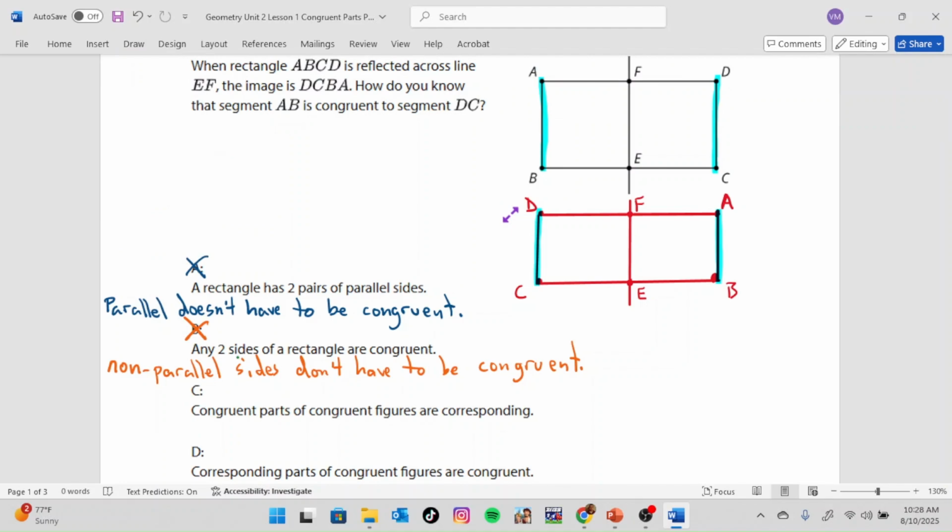Choice C. Congruent parts of congruent figures are corresponding. Well, that's true, but that does not prove that the line segments are congruent in the first place. That's what they're actually asking us to prove. They're asking us to prove that they're congruent, so we wouldn't be able to use a statement that says they're congruent. We need to know how we know that. So C is incorrect.